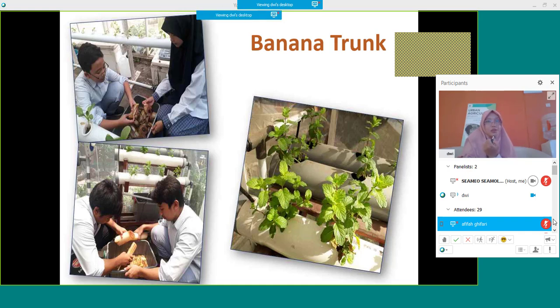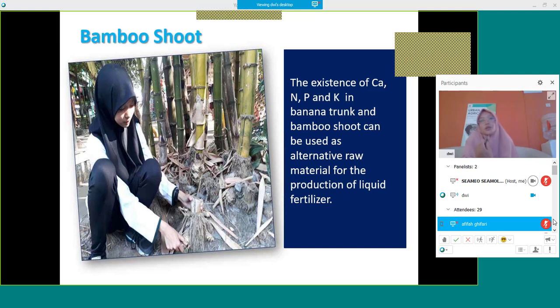Actually, we also can use banana trunk for getting the organic nutrition solution for hydroponic. We also can use bamboo shoot because the existence of calcium, nitrogen, phosphor, and potassium in banana trunk and bamboo shoot can be used as alternative raw material for the production of liquid fertilizer. So we can make our organic nutrition solution for our hydroponic system.